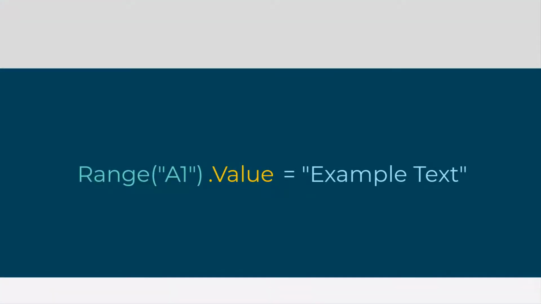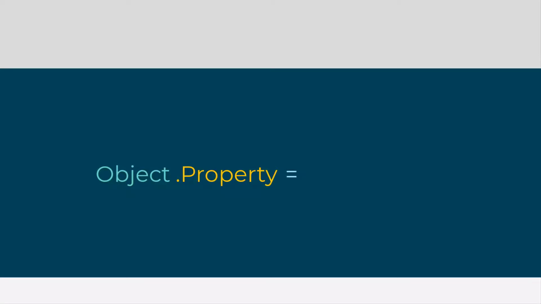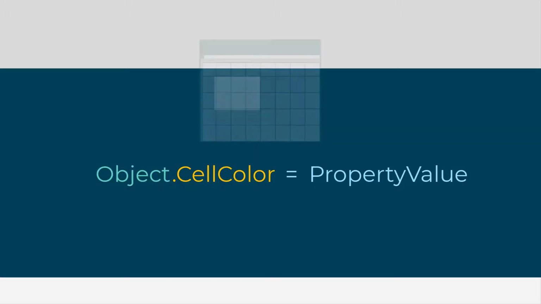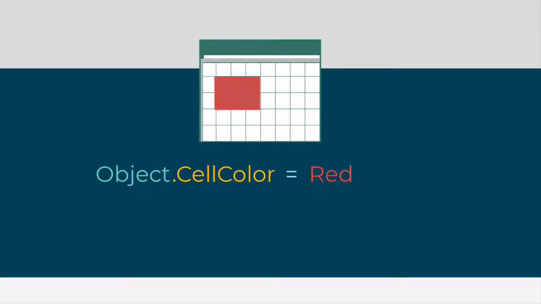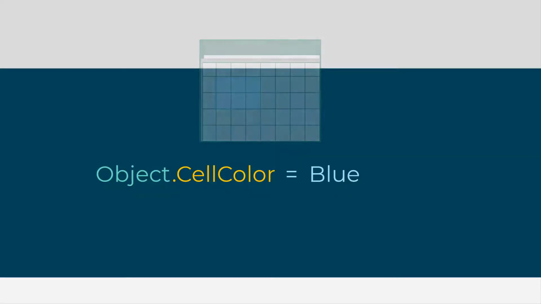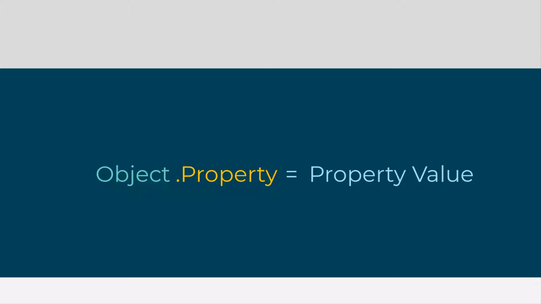But the rest of the VBA properties have the same general syntax. You will see the Object.Property, then an equal sign, followed by what we call the property value. The property value helps qualify the property. So if the property was cell color, for instance, the property value could be red or blue. So let's see a few examples with familiar objects and learn some of their properties.